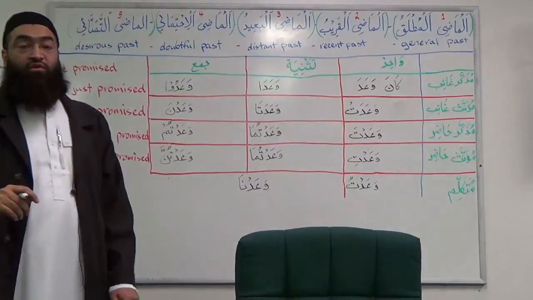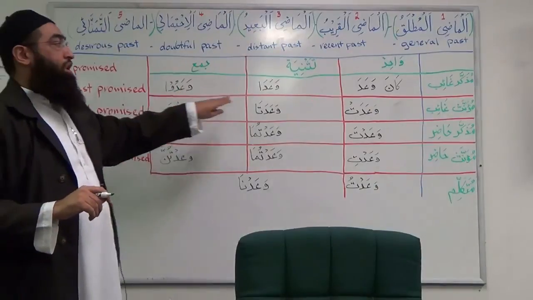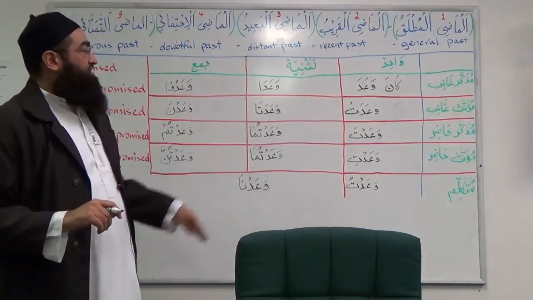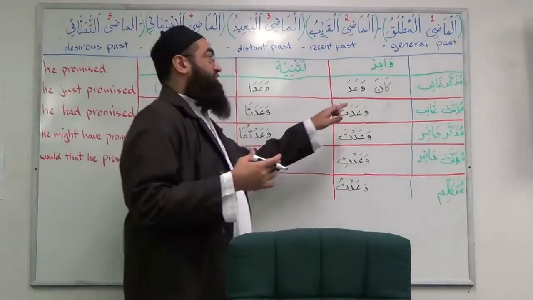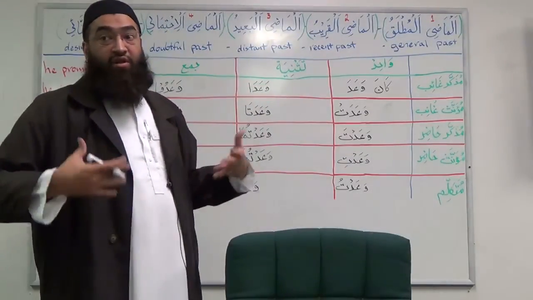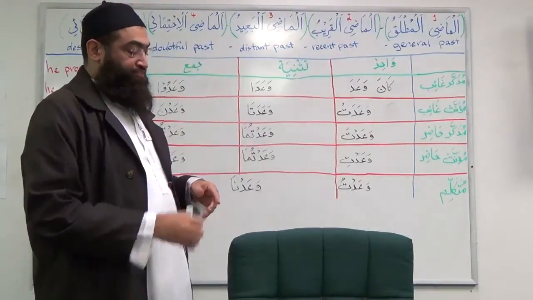Kanu wa'adu, those two men promised long time ago. All those men promised long time ago. That one lady promised long time ago. Those two ladies promised long time ago. All those ladies promised long time ago. So when you put the word kana, and this comes in the Quran a lot. So now you'll understand the word kana whenever it comes in the Quran. Alright?